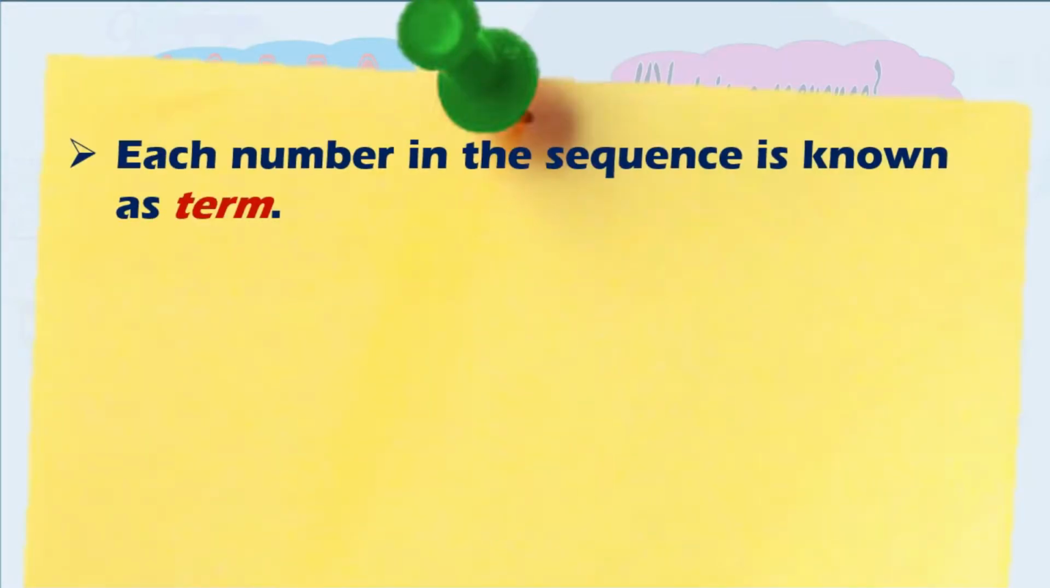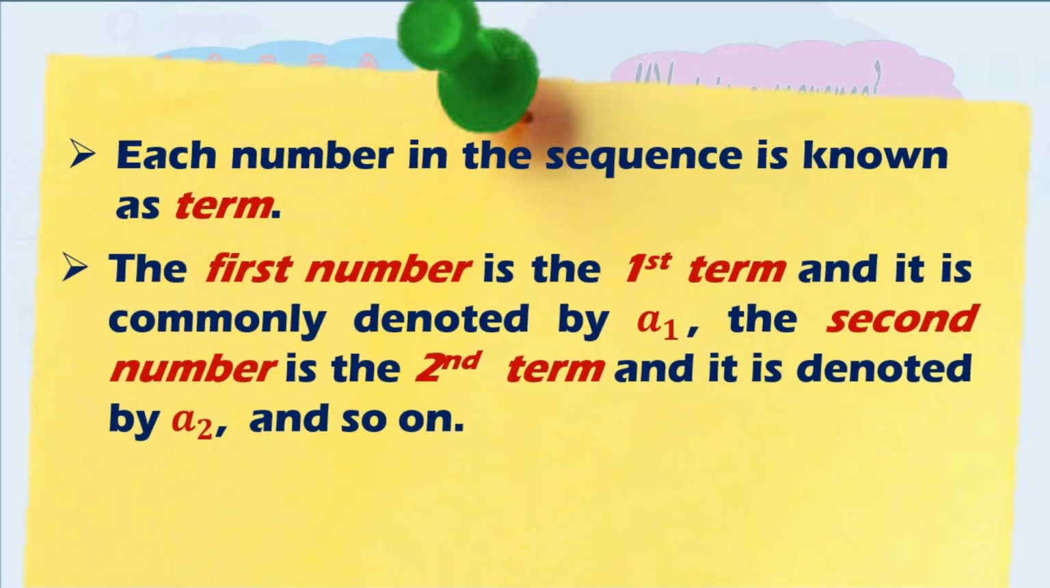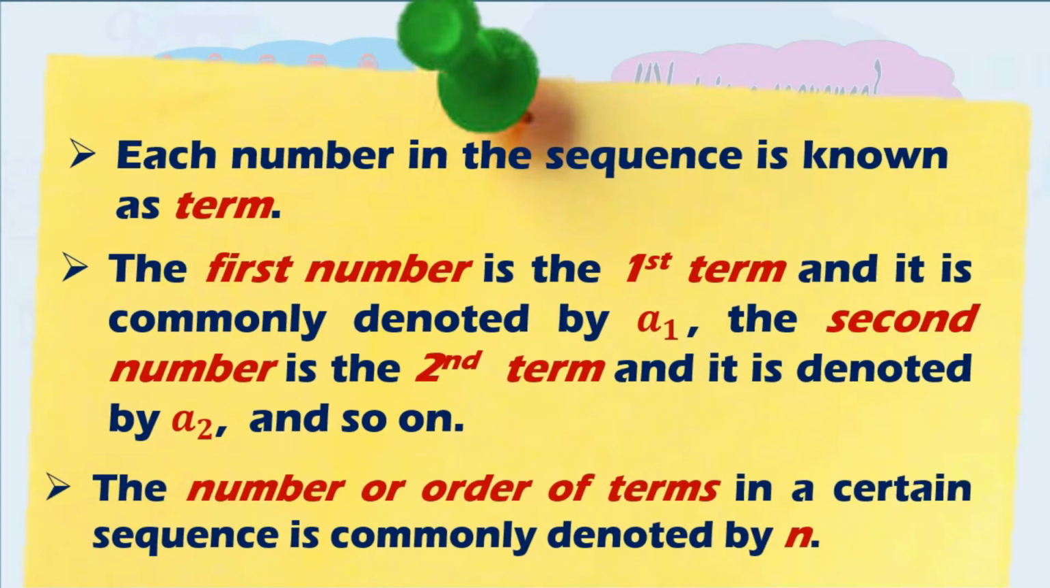Each number in the sequence is known as term. The first number is the first term, and it is commonly denoted by a sub 1. The second number is the second term, and it is denoted by a sub 2, and so on. The number or order of terms in a certain sequence is commonly denoted by n.